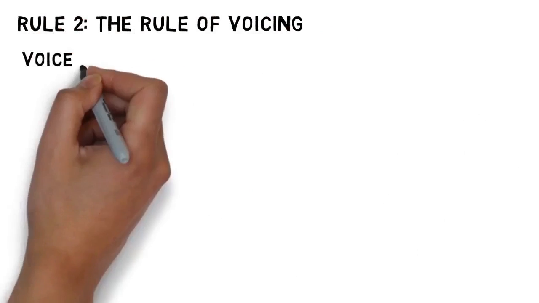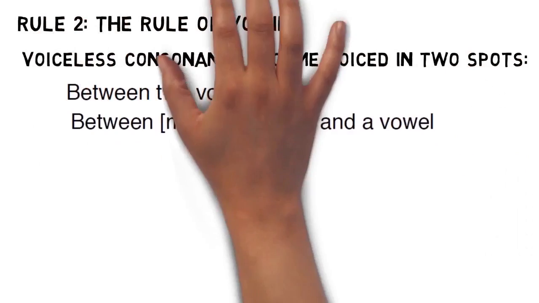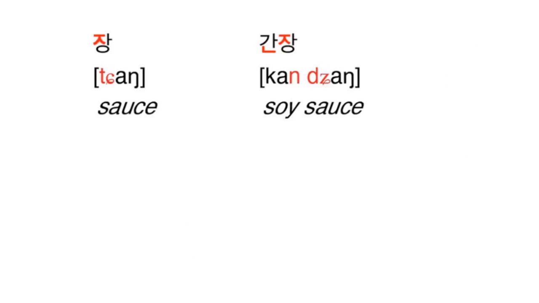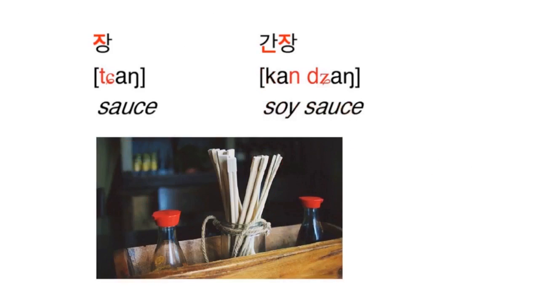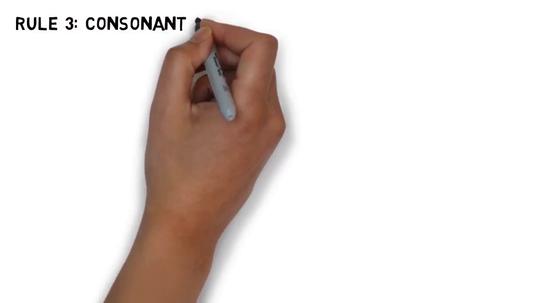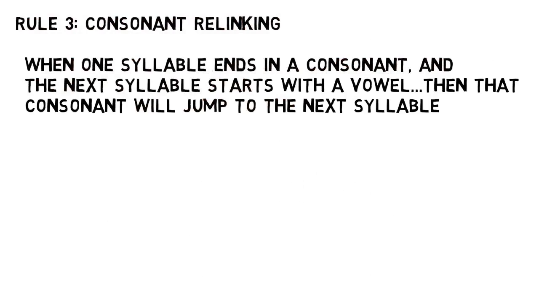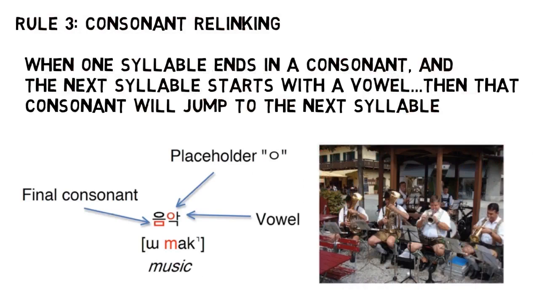Rule 2 told us to turn unvoiced consonants into voiced ones when they showed up in between two vowels or between a voiced n, or l sound and a vowel. That gave us 간장, soy sauce, where that N at the end of the first syllable turned our unvoiced ch into j, 장, 간장. And Rule 3 told us that whenever a syllable starts with a vowel, it will steal a consonant from the end of the last syllable. So if you see and ak together, you get 음악.